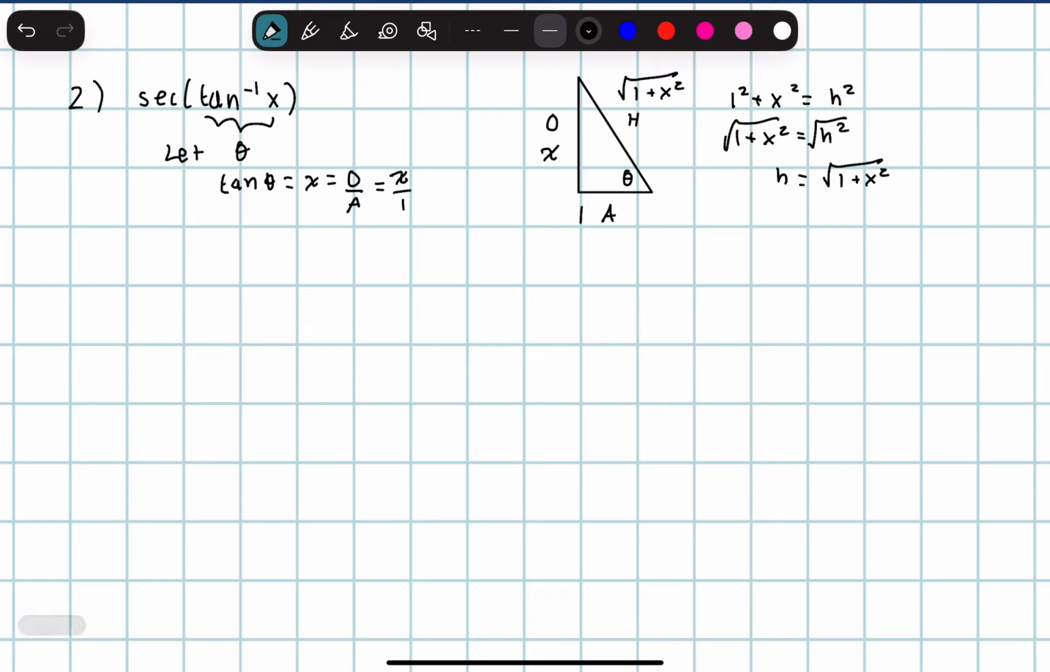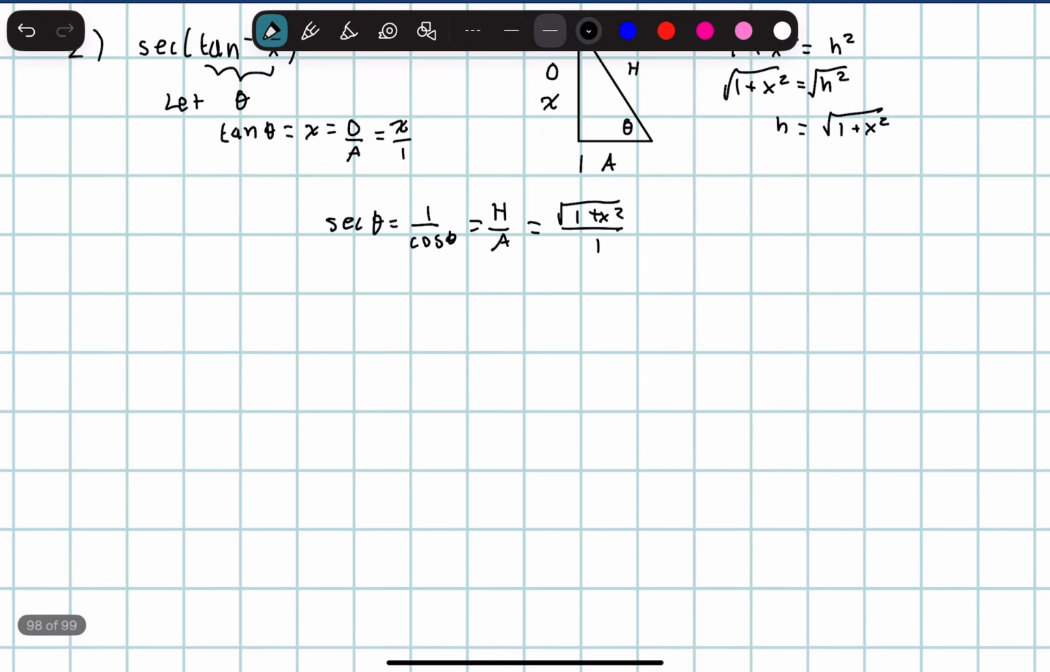Now, we're taking the secant of that theta, so we're finding secant theta, which is equal to 1 over cosine of theta, the reciprocal of cosine of theta. Cosine is adjacent over hypotenuse, so secant is hypotenuse over adjacent. So then that's going to be square root of 1 plus x squared over 1. So yeah, that just simplifies down to square root of 1 plus x squared, and then that is going to be your answer.